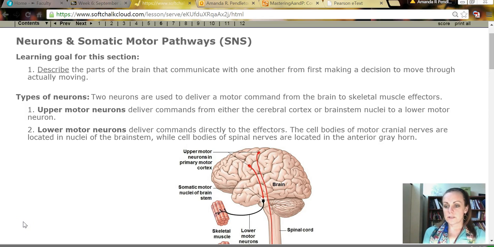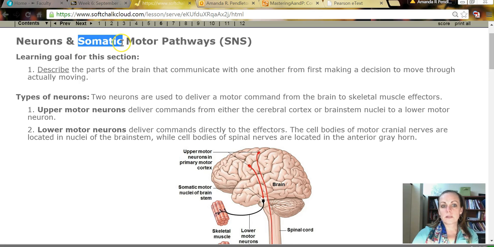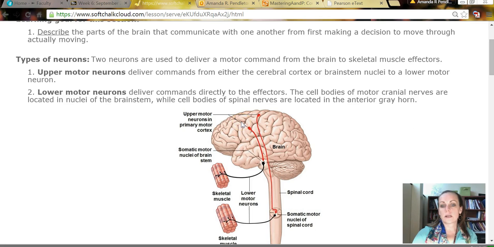Okay, so now what we're going to talk about is somatic motor pathways. That's going to be abbreviated here as SNS, for somatic nervous system. I want you to keep in mind somatic means that we're talking about communication to the voluntary skeletal muscles. Okay, so to give these motor commands, it's going to take two neurons.